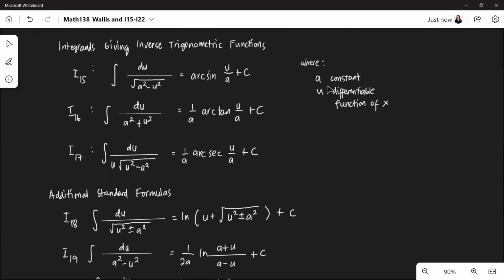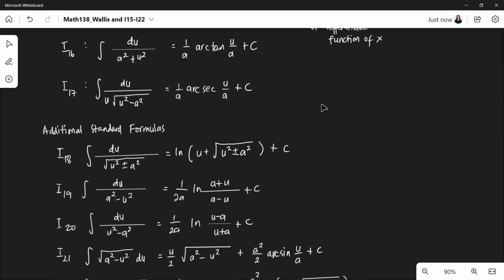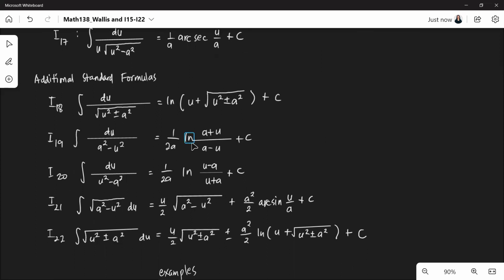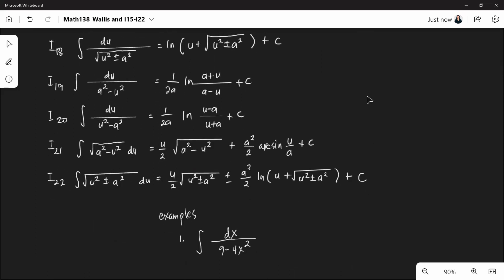formulas here, where a, by the way, is a constant and u is a differentiable function of x. So not just any function of x, it needs to be differentiable. If not, then you cannot use the formulas. For the first three, it results in the arc sine, arc tangent, arc secant, meaning the inverse trigonometric functions. For the next set, we have logarithmic generally, except I-21, which has inverse trigo.